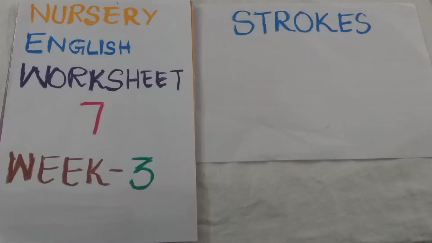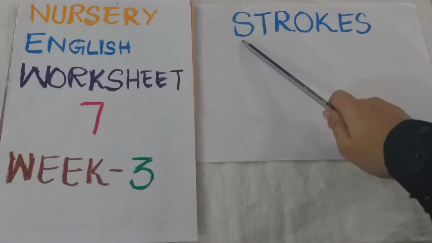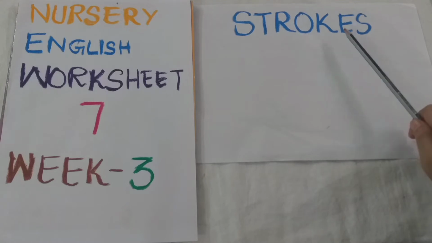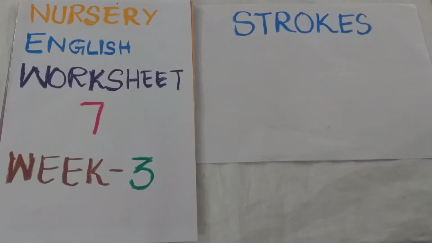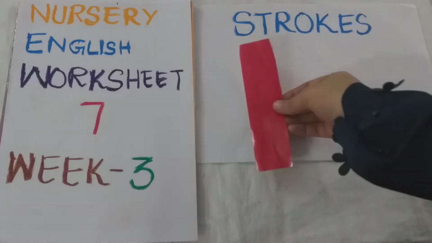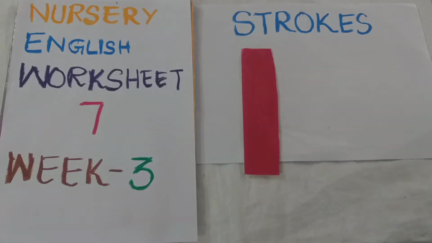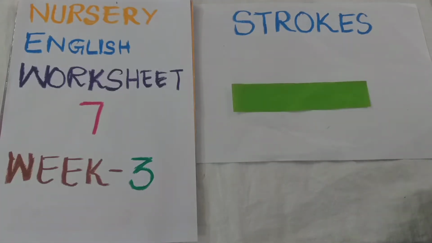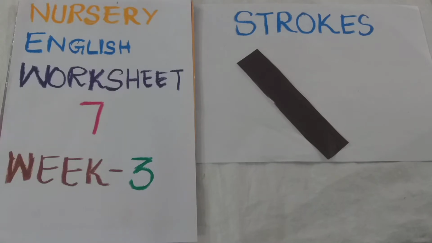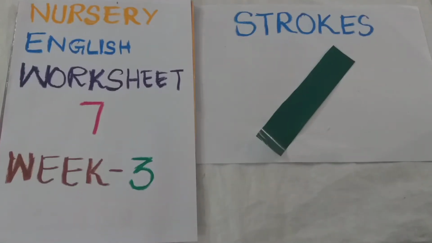Let's start. You can see today's topic and today's concept is strokes. S-T-R-O-K-E-S. Strokes. What are strokes, children? Can you tell me? Strokes are nothing but standing line, sleeping line, right slanting line, left slanting line. So these all are strokes. Today we are going to learn 4 strokes, children. How many strokes? 4 strokes. Standing line, sleeping line, right slanting line, left slanting line.